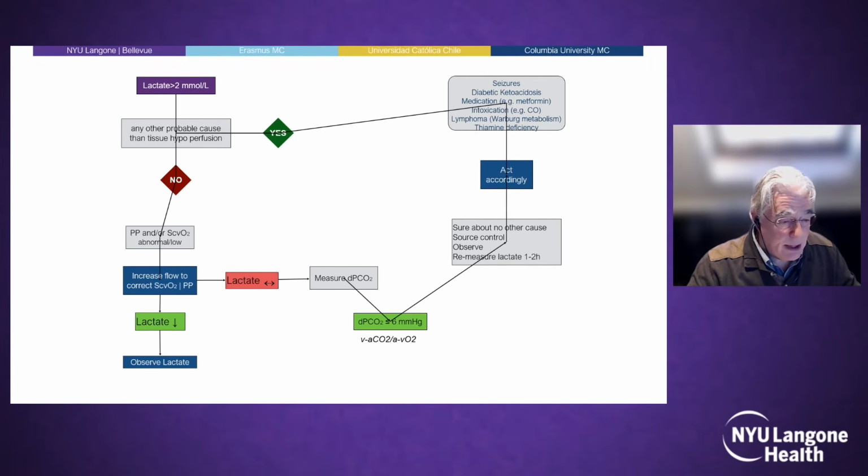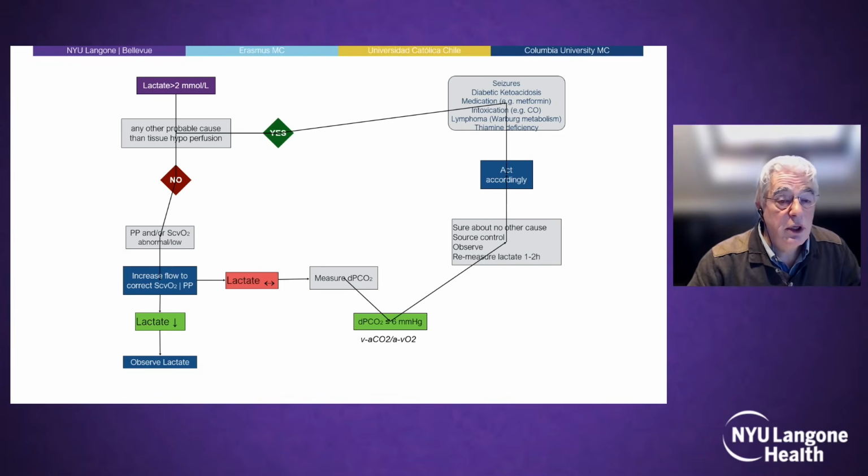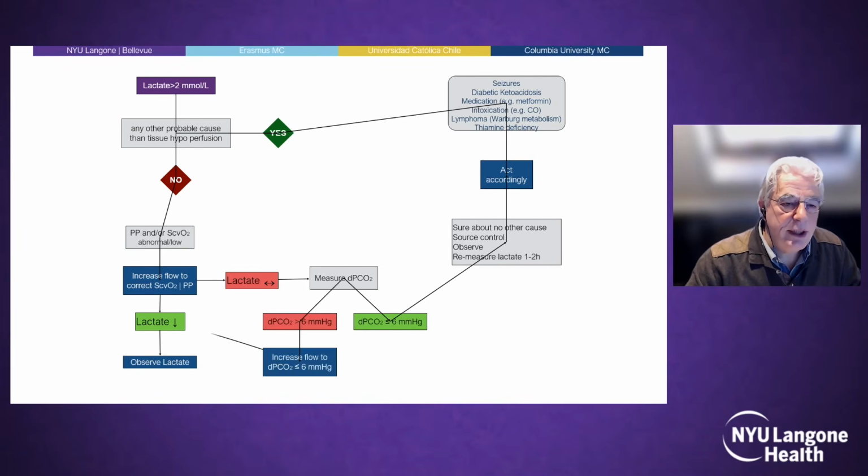Did I eliminate the septic focus, for instance? Did I miss a septic focus? Are my antibiotics adequate? Questions like that need to be asked at this point. If you increase flow and your peripheral perfusion or SCVO2 improves or normalizes, but your lactate doesn't change, and your delta PCO2 is abnormal, you didn't do enough. So you have to work harder on improving.